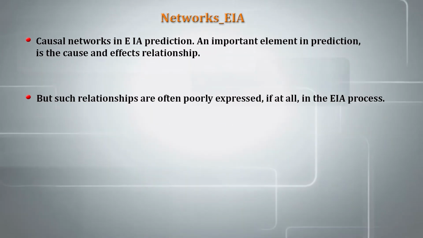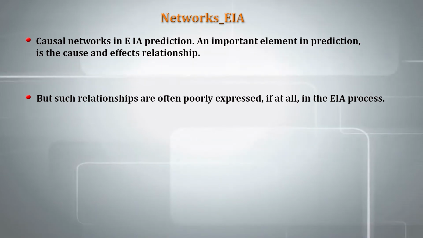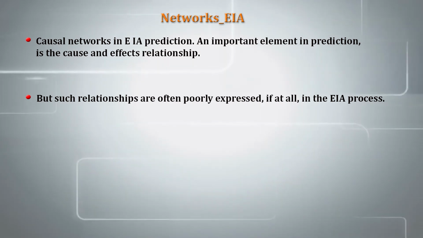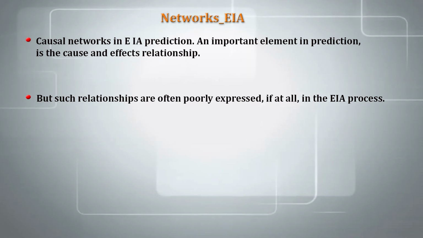Let us now discuss the causal networks in environmental impact assessment predictions. An important element in prediction is the cause and effect relationship. Cause and effect is a very important thing that we need to take into account. But such relationships have been poorly understood. In the EIA process also, a lot of study is required to understand how best we can use this kind of network, that is the cause and effect network, in our studies on EIA.